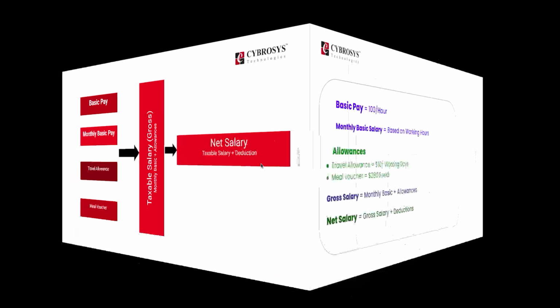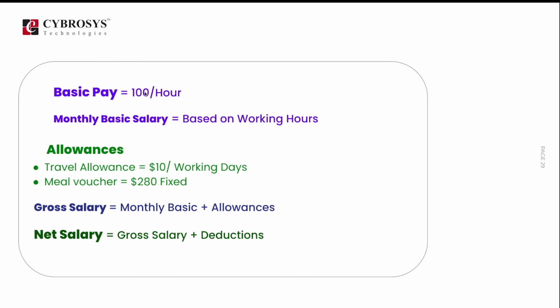Let's check some salary rules. Here the basic pay is $100 per hour and the monthly basic salary is calculated based on the working hours. The allowances are travel allowance, which is $10 per working day, and the meal voucher, which is $280 fixed per month. Gross salary is the sum of monthly basic and allowances, and net salary is gross salary plus deduction, which in this case is equal to the gross salary. So let's configure new employee salary rules and compute the payslip.